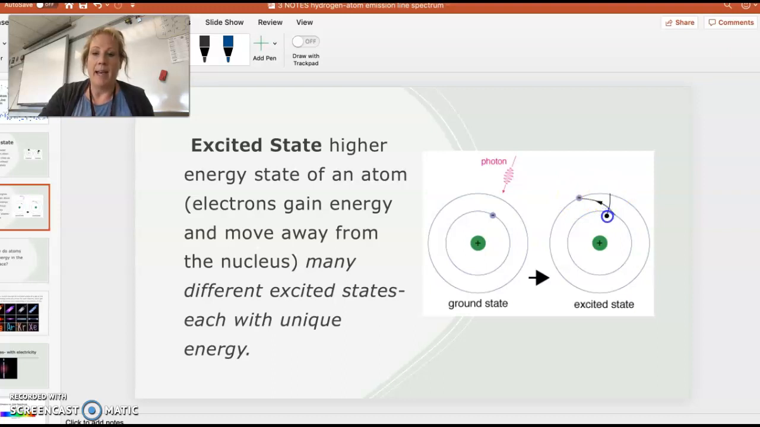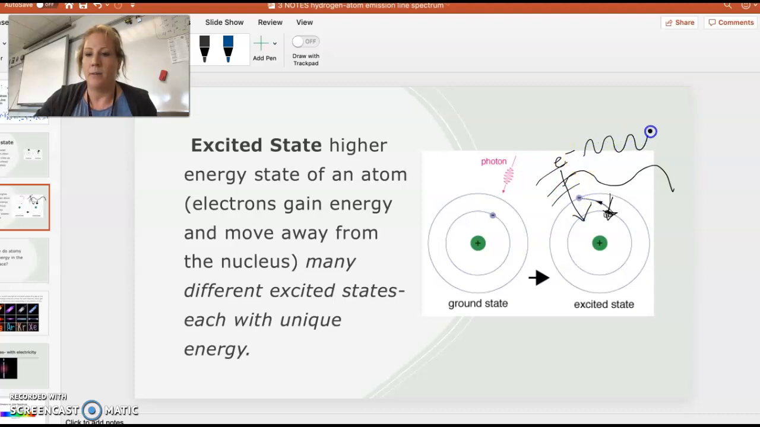Then it will come back, and when it comes back, it will give us different color waves depending on the jump. If it's a small jump back, then you might see a red color. If we had many levels and maybe the electron was here coming back down, then maybe you would see a blue or a violet color with higher frequency.